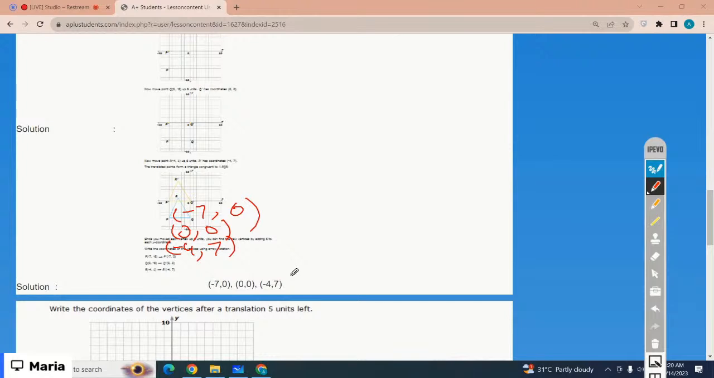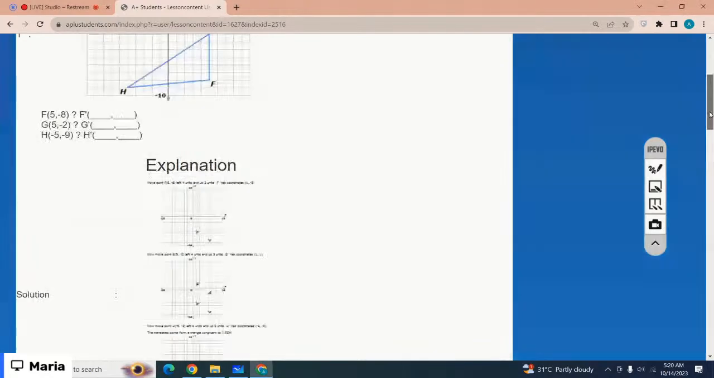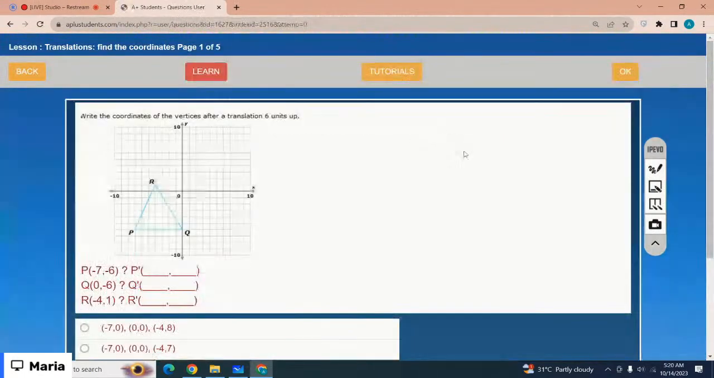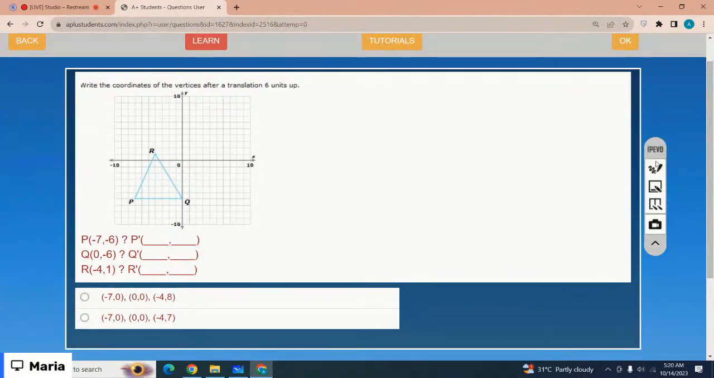Let's just start with the practice questions. Okay, that's the one we just did, I think. Yes, you have to move 6 units up. So just the y coordinates, you need to move 6 up. Negative 7 0, 0 0, negative 4 7, and the second option is the correct one, right?